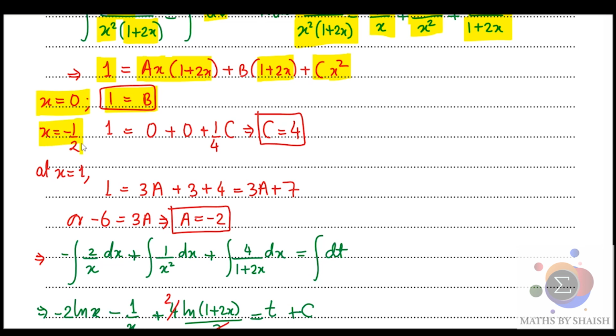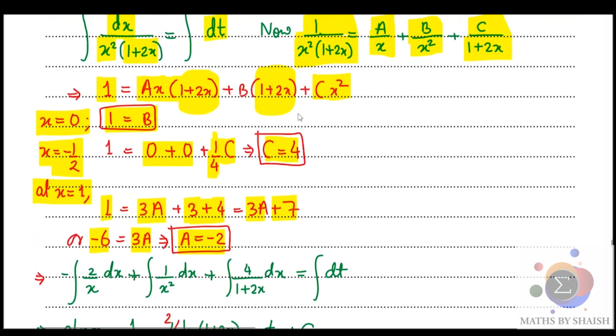Then x equals minus 1 by 2. When we put x equals minus 1 by 2, this first term got vanished, second term got vanished, and third term is x square, that is 1 by 2 square, 1 by 4 times c. So c is 1 into 4, that is c equals 4. At x equals 1, this becomes 1 into 1 plus 2, 3a plus 3 plus 4. So we got 3a plus 7. So 7 goes there, that is minus 6. 3a equals minus 6, a equals minus 2.